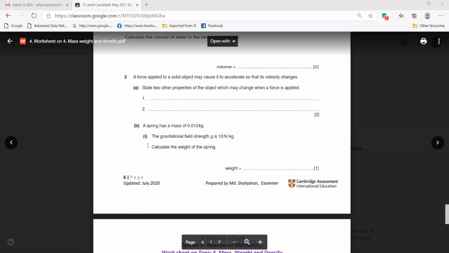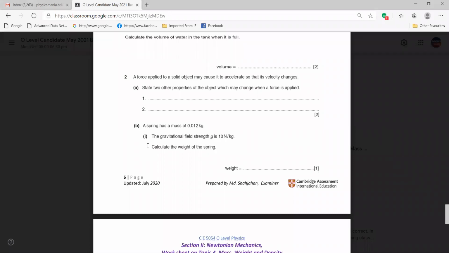Sir, the screen is gone. Okay, now it's working. Yes. Okay, state now two, continue.